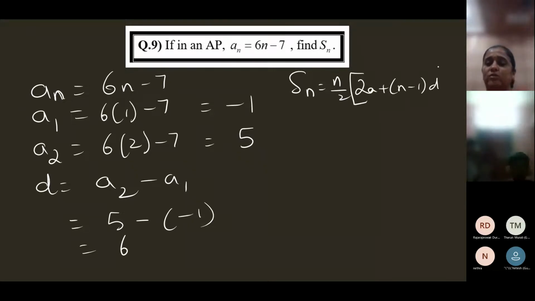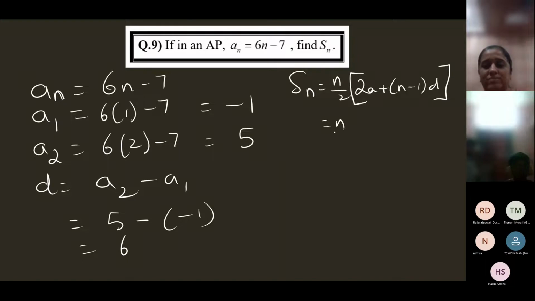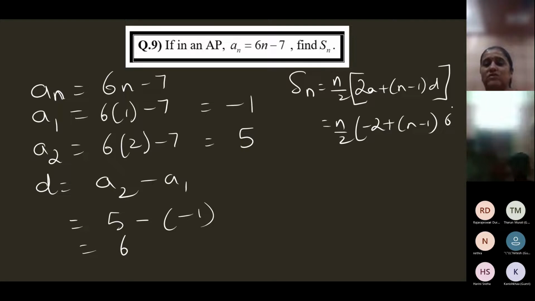I have worked both for you. So n is n only. So n by 2 of 2a. What is 2a? 2 into minus 1. So minus 2 plus n minus 1 into d. What is d? 6. That's all. Work this, you will get Sn.